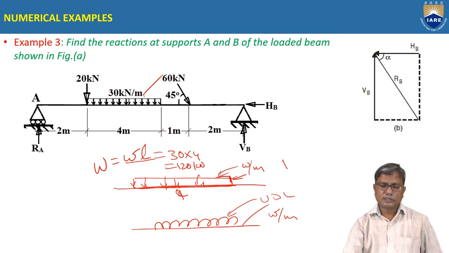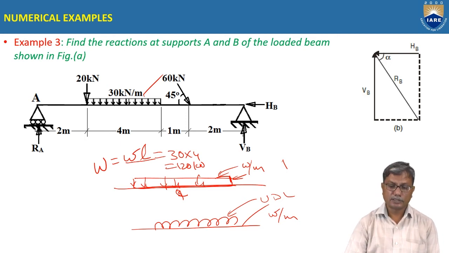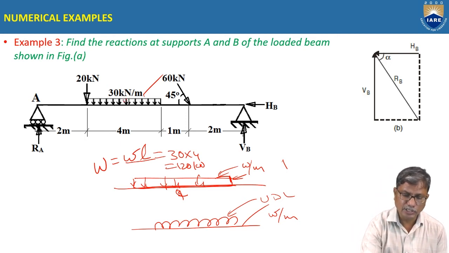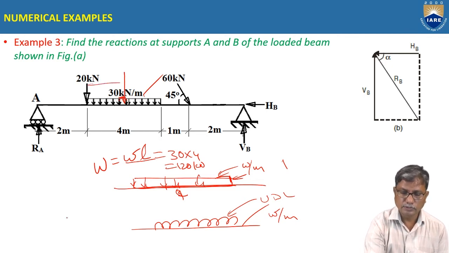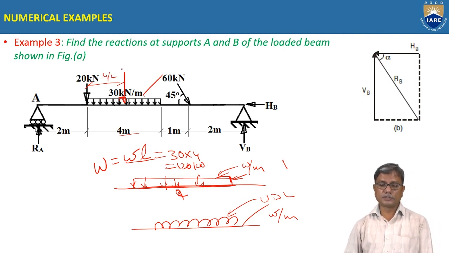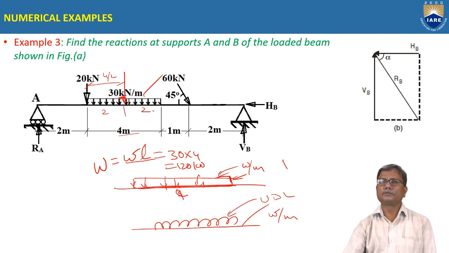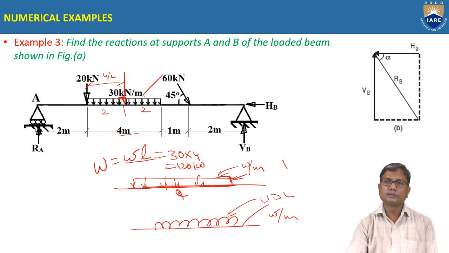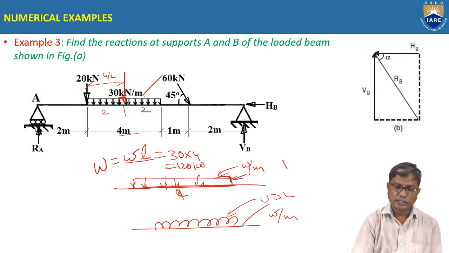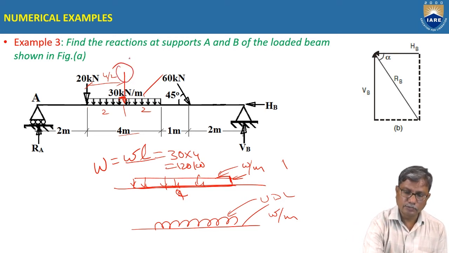And where will the resultant of this UDL act? At the centroid. The centroid lies at the midpoint of the UDL. From one end, it lies at a distance of 4 by 2, 2 meters, 2 meters from either end. The centroid of a rectangle lies at the midpoint, isn't it? So, while taking moments, we take the moment of the resultant.